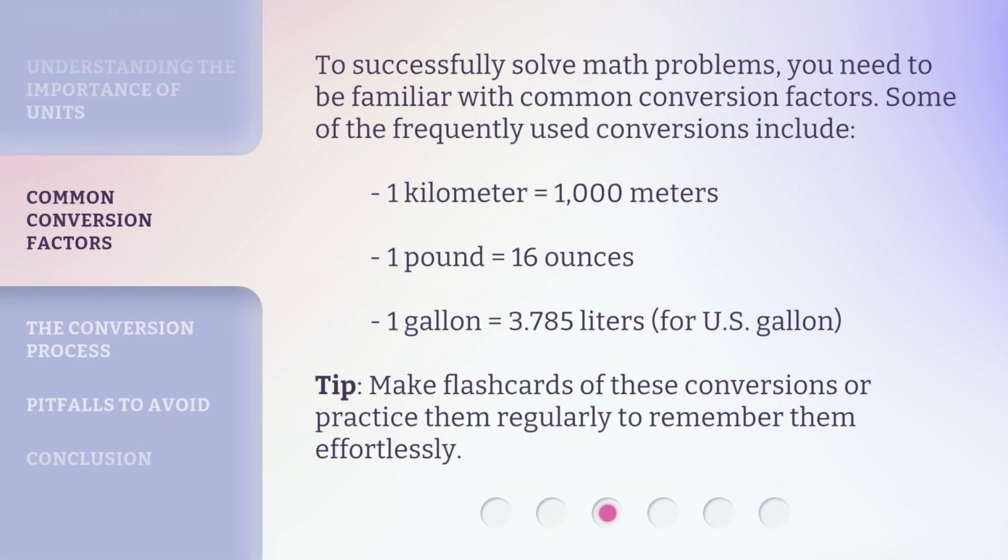To successfully solve math problems, you need to be familiar with common conversion factors. Some of the frequently used conversions include 1 kilometer equals 1,000 meters, 1 pound equals 16 ounces, 1 gallon equals 3.785 liters, for US gallon. Tip: make flashcards of these conversions or practice them regularly to remember them effortlessly.